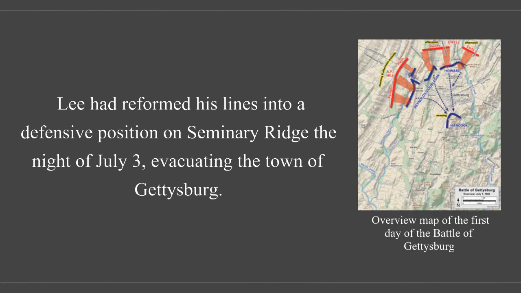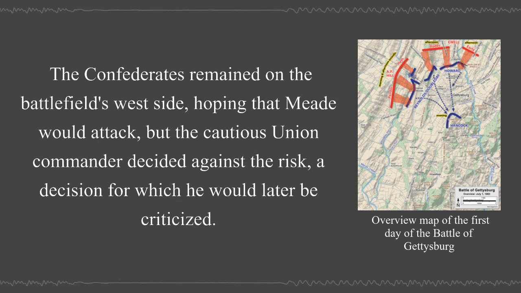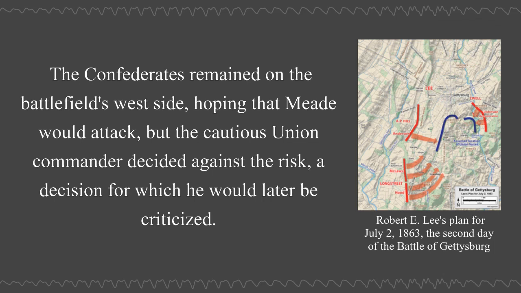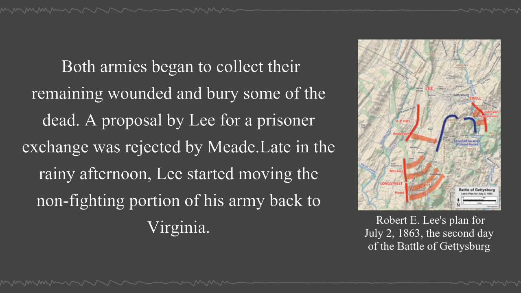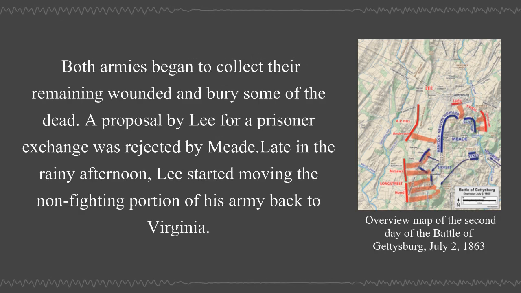town of Gettysburg. The Confederates remained on the battlefield's west side, hoping that Meade would attack, but the cautious Union commander decided against the risk, a decision for which he would later be criticized. Both armies began to collect their remaining wounded and bury some of the dead. A proposal by Lee for a prisoner exchange was rejected by Meade.